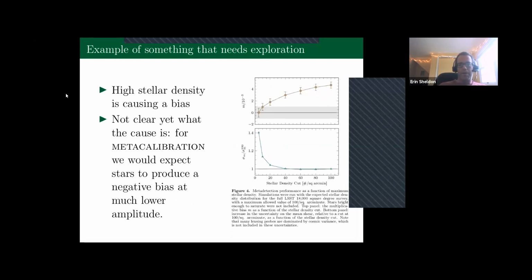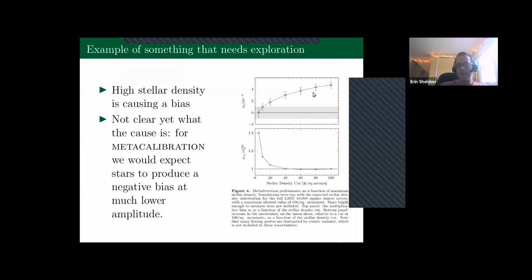Here's an example where it looks like high stellar density is causing a bias, and we need to either understand it and fix it, or think about what we're going to do. So the plot on the right shows the calibration bias. Basically, this is a fractional bias on the final signal in a weak lensing signal as a function of the limiting density that you allow into the survey.